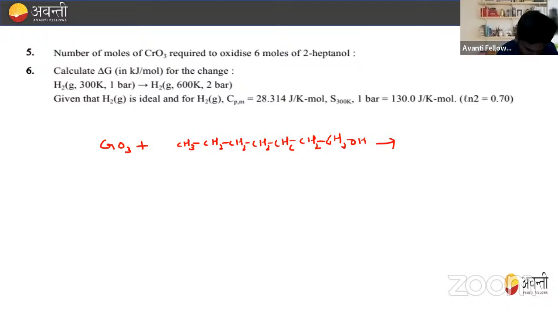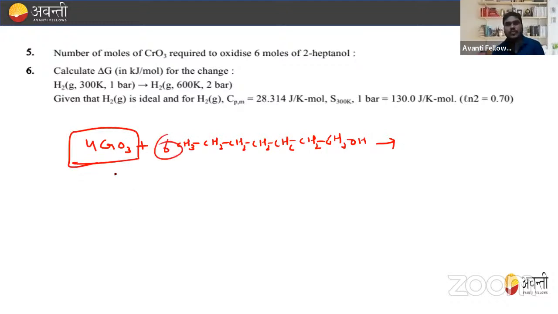So can you tell? It will require only 4 moles, right? So it will require only 4 moles. So 4 moles of CrO3 is required to oxidize 6 moles of 2-heptanol. That is 1, 2; the OH is here only. That is 2-heptanol. So 4 moles of CrO3 is required for this.